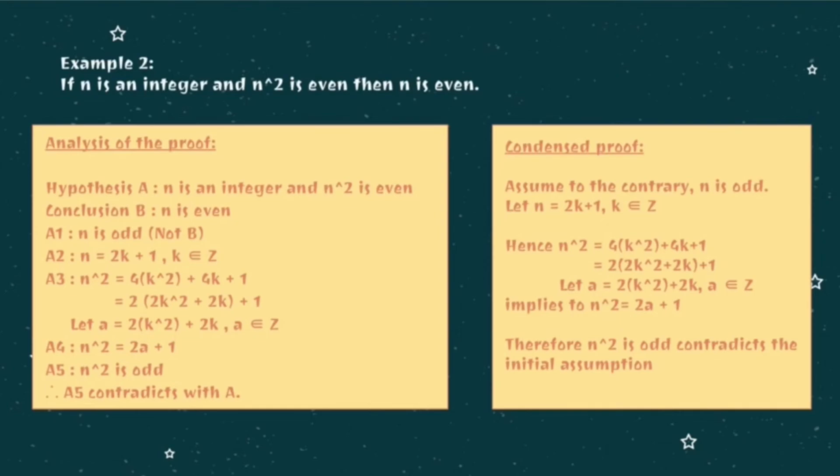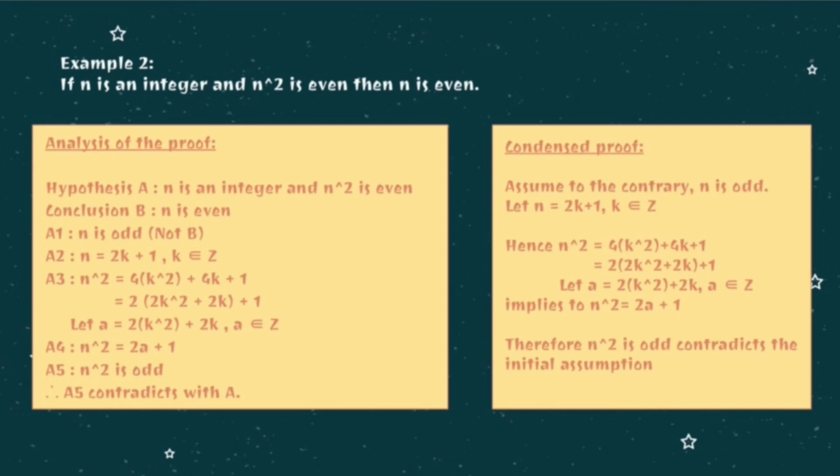Okay, we're gonna go to example. And for example 1, the question is, if x squared minus 3x plus 2 more than or equal to 0, then x less than or equal to 1 or x more than or equal to 2. And your answer should have an analysis of the proof and the condensed proof. And for the analysis of the proof, the hypothesis and conclusion we're going to take from the question. Hypothesis A is x squared minus 3x plus 2 more than or equal to 0. And for conclusion B, x less than or equal to 1 or x more than or equal to 2.